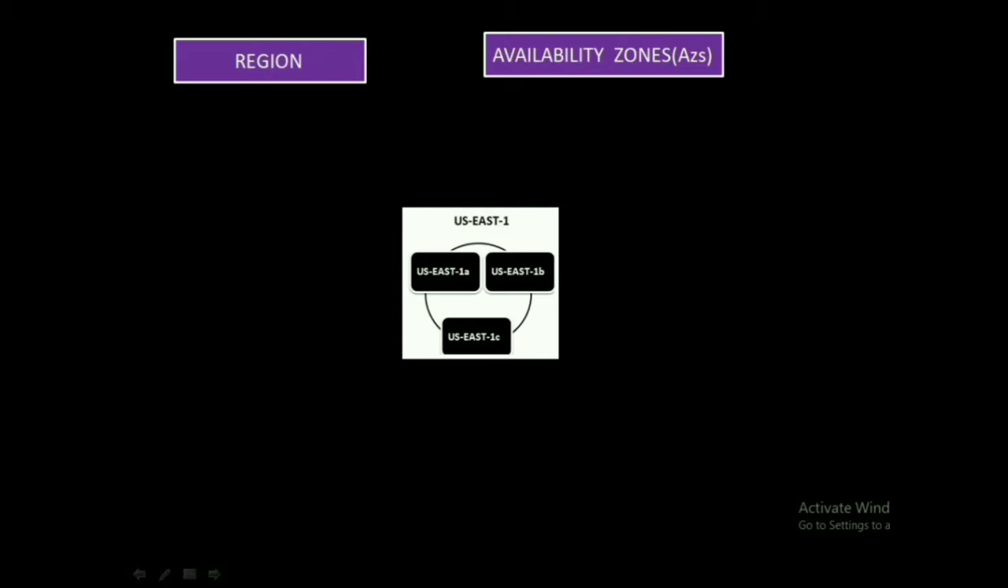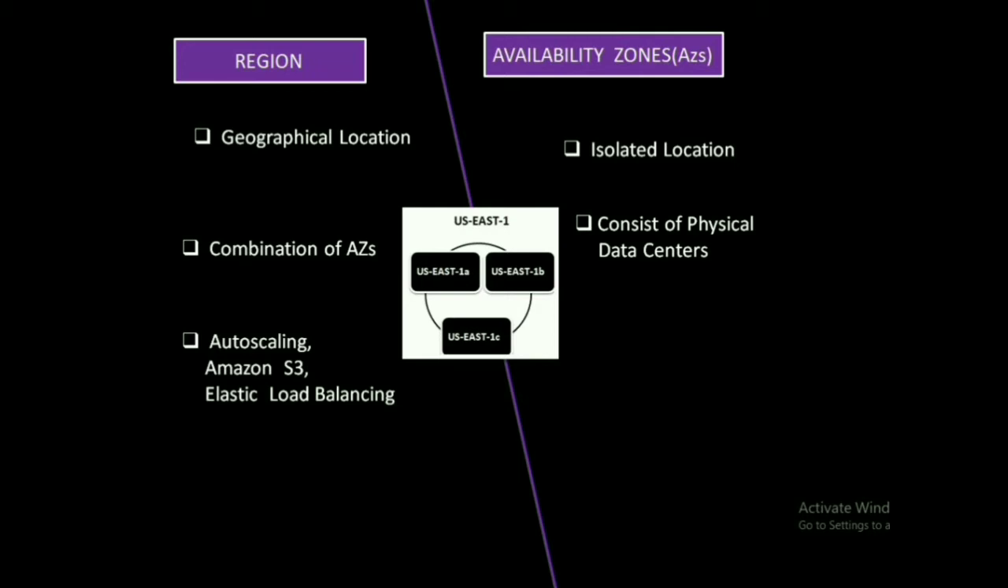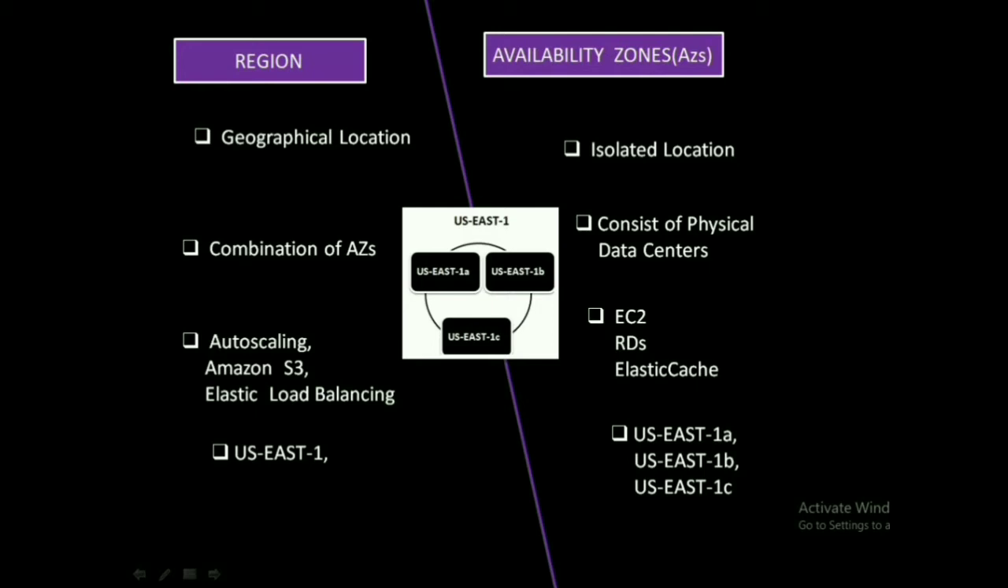For clear understanding, let's compare them. A region is a geographical location, whereas availability zones are isolated locations. Regions consist of isolated locations, that is availability zones, and the availability zones are the physical data centers of the regions. We have already seen that the services based on regions are Auto Scaling, Amazon S3 and Elastic Load Balancing. Availability zone services are EC2, RDS and ElastiCache. Regions are referred to as US East 1, whereas availability zones, being subdivisions of regions, are referred to as US East 1a, US East 1b, 1c, like that.